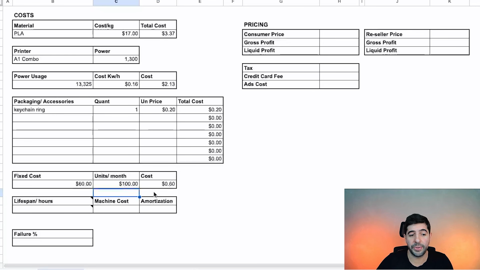And then the cost per print is going to be much less. All right, lifespan in terms of hours. This is also something very important, because we need to set aside some money for amortization. At one point, sadly, your printer is going to stop working and you're going to invest in a new printer. So you also need to understand that every print you sell needs to help you purchase the next printer.